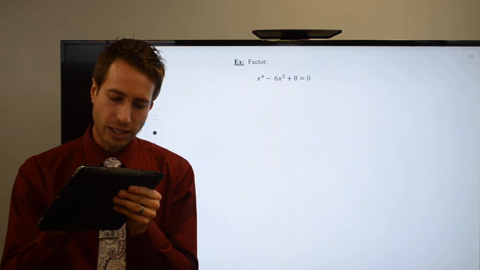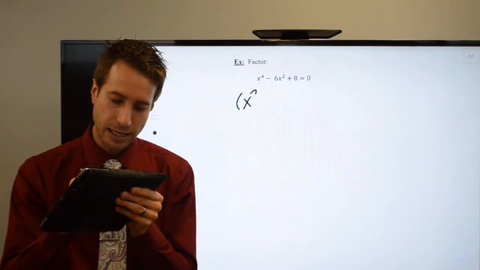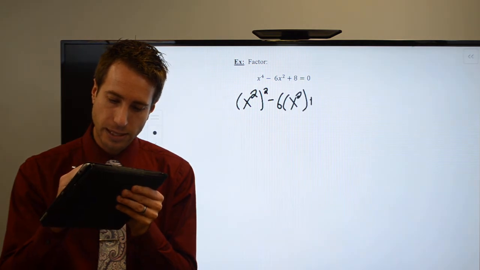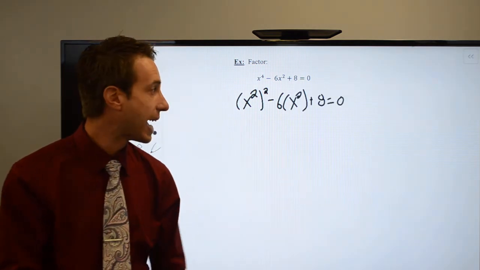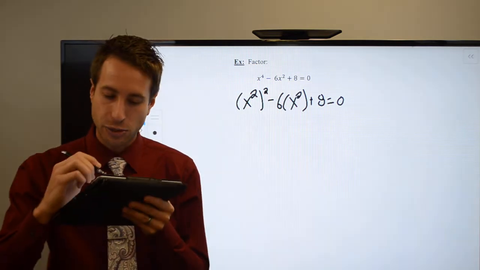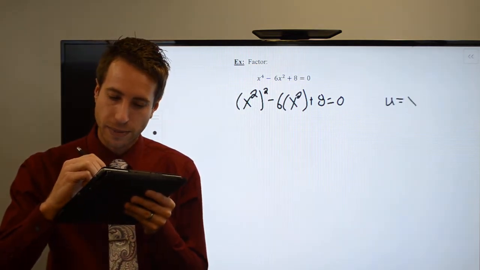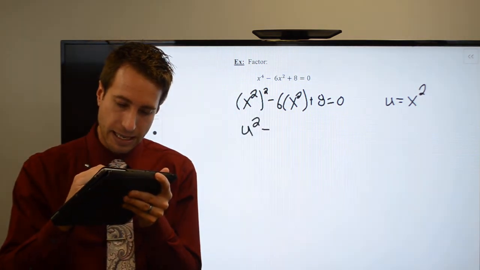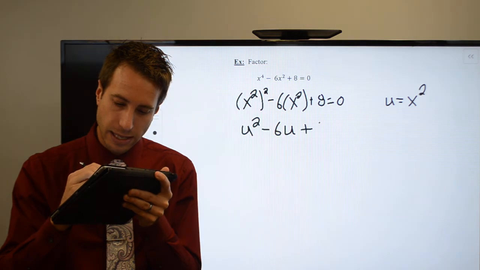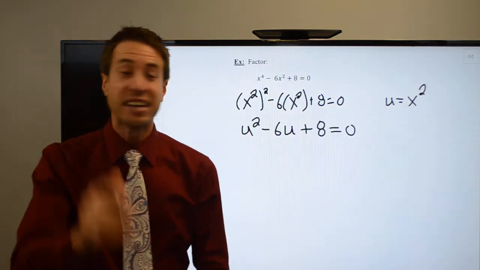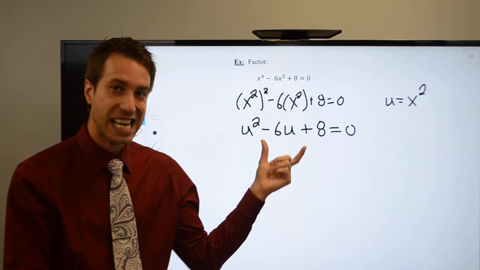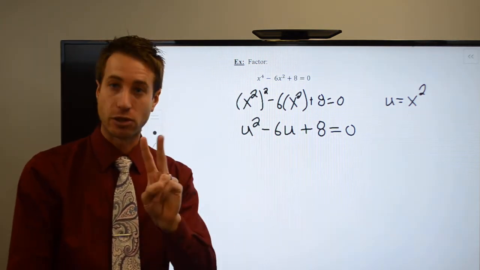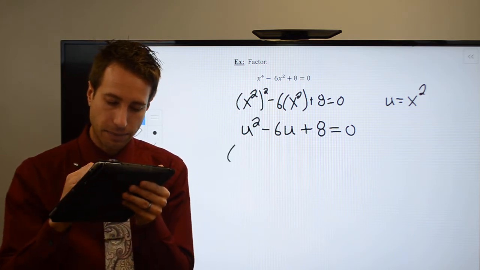So hopefully, quickly, you can kind of recognize if I rewrite this as an x squared squared minus 6x squared plus 8, I see right away, hey, these guys are the same, and I can do that u substitution where u is equal to x squared. So that's what we do. I now have a u squared minus 6u plus 8 is equal to 0. Now, from here, what I'm hoping is that this is a general trinomial that I can factor into two binomials. Let's check and see.